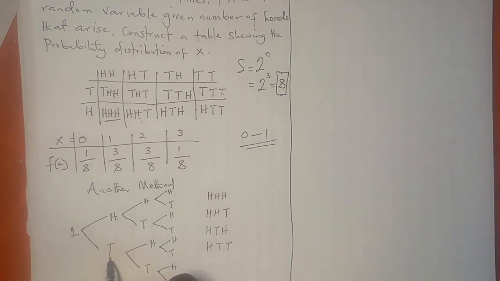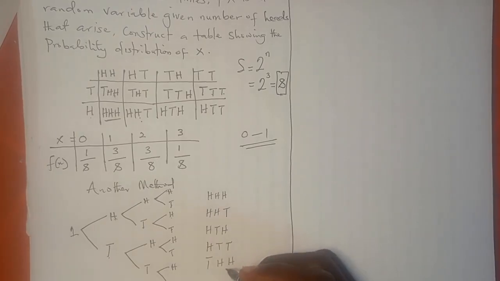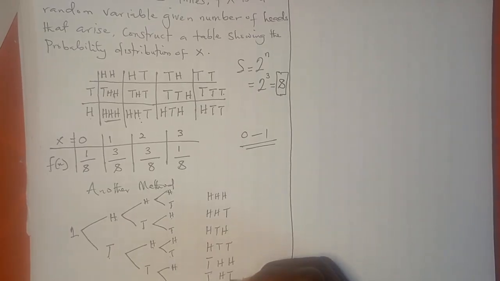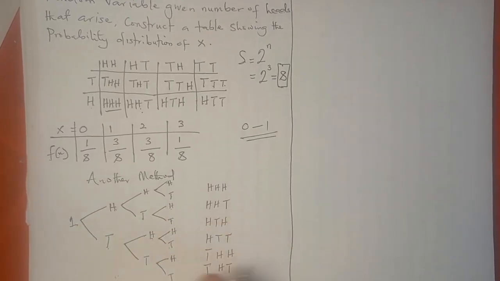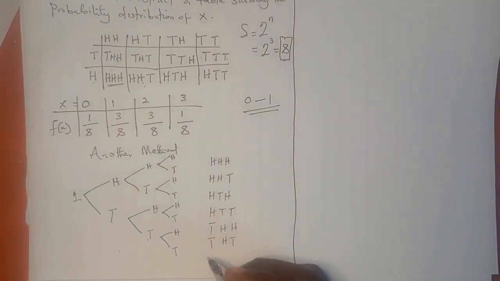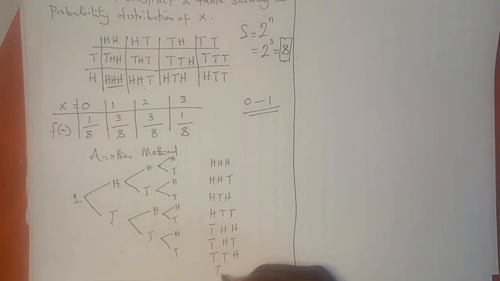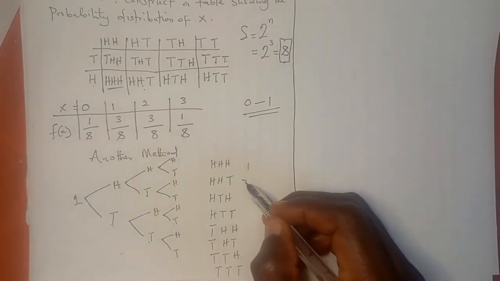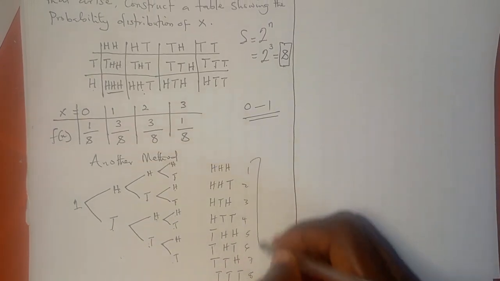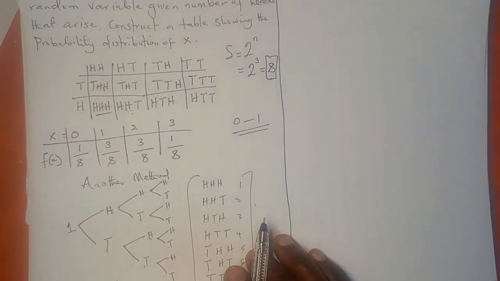Now let's move down from this tail. Now we have tail, head, head; tail, head, tail; tail, tail, head; and we have tail, tail, tail. This is 1, 2, 3, 4, 5, 6, 7, 8. So it means the sample space here is 8 in number. If you don't want to find the sample space the first way, you can also find the sample space in this way.